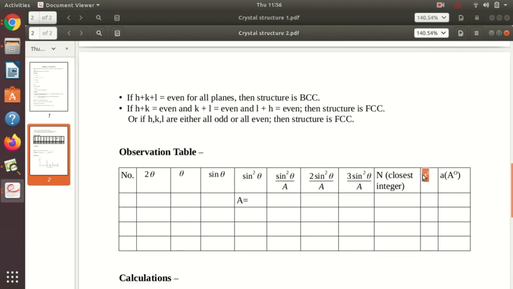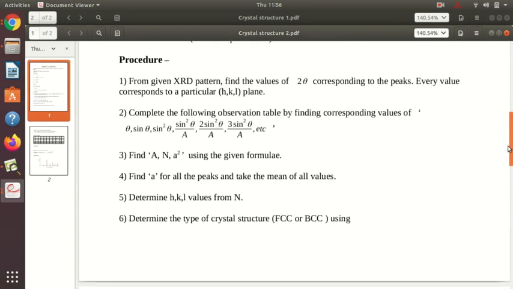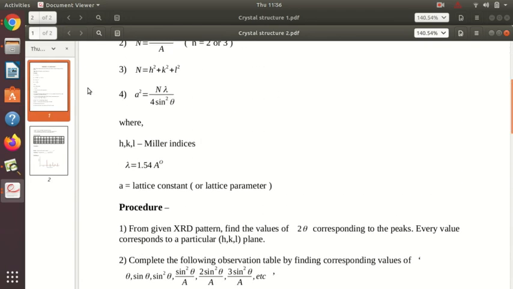You have to first find out A square using this formula. You know where n is coming from. This is n, this is lambda square, and then 4 sin square theta. I will correct this later. For BCC, n is usually 2 sin square theta by A, and for simple cubic it is 3 sin square theta by A.